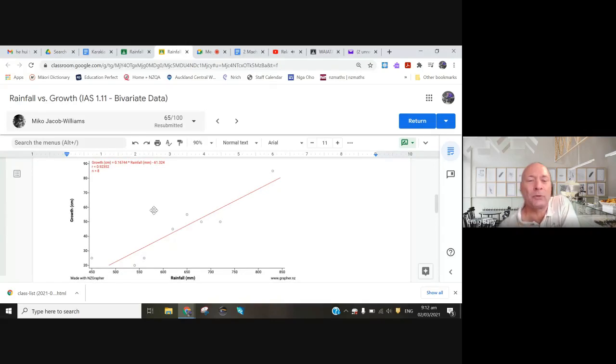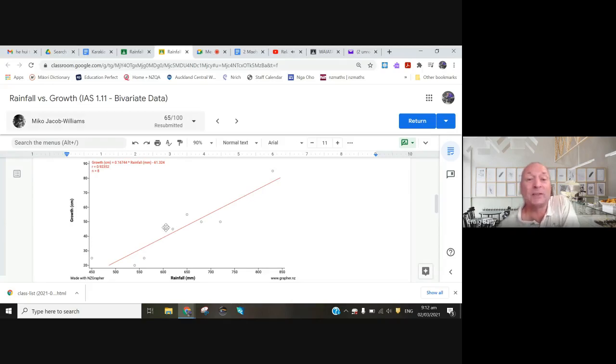So there's a nice summary of your achieved and merit. The achieved, say what you see. Trend is linear, association is positive, and relationship is strong. That's achieved. Solid achieved. Saying why that is, the trend is linear because the data points go in roughly a straight line. Now that's merit.